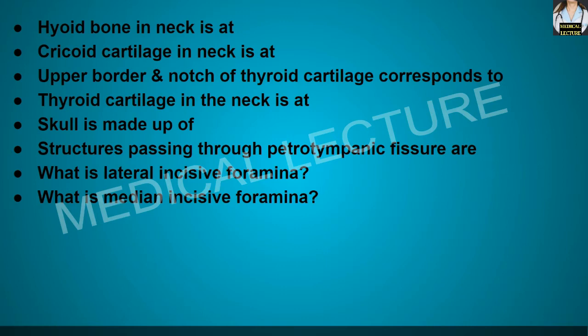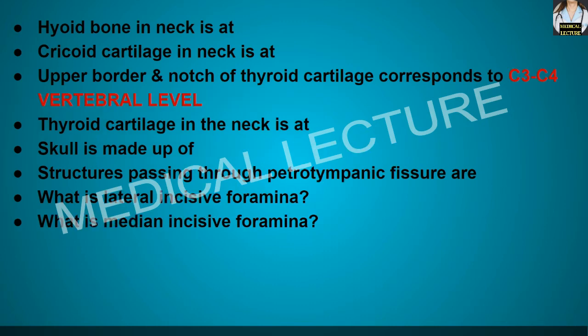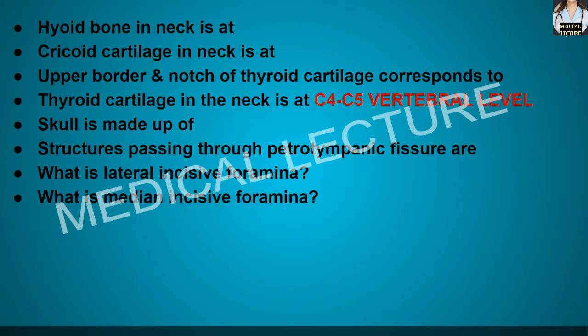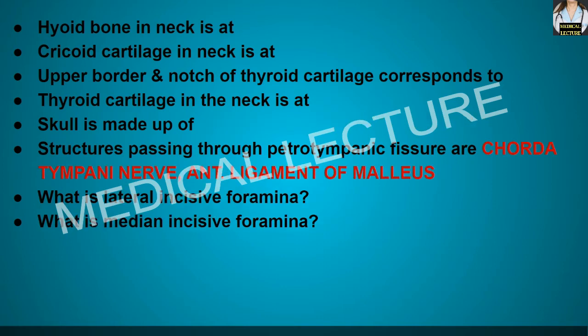First of all, the hyoid bone in the neck is at C3 vertebral level. Cricoid cartilage in the neck is at C6 vertebral level. Upper border and the notch of thyroid cartilage corresponds to the C3, C4 vertebral level. Thyroid cartilage in the neck is at C4, C5 vertebral level. Skull is basically made up of 22 bones, out of which 8 are cranial and 14 are the facial bones. Structures passing through the petrotympanic fissure are the chorda tympani nerve and the anterior ligament of malleus.